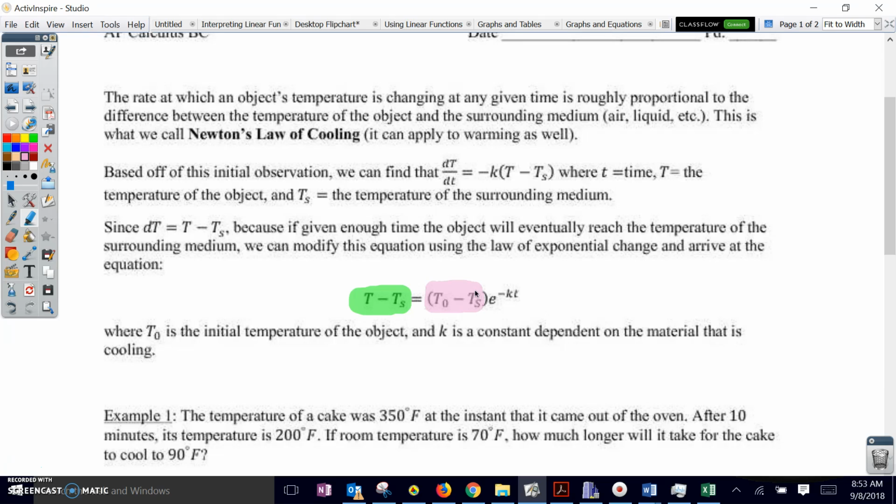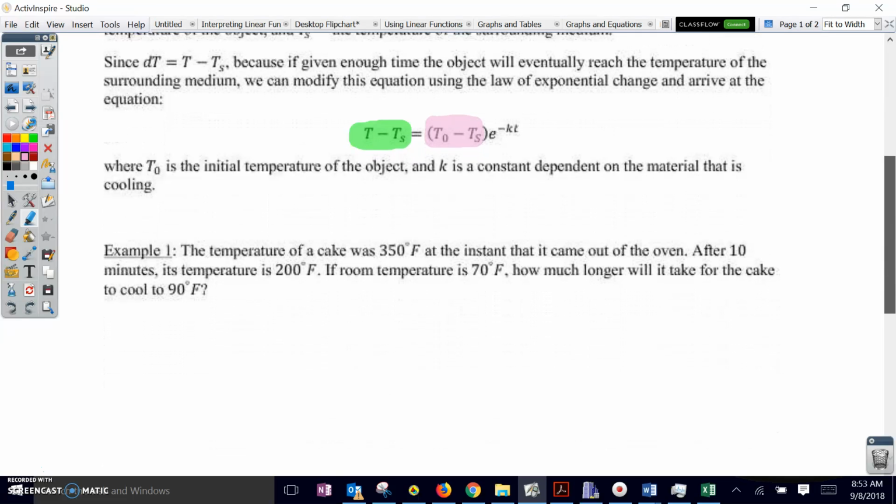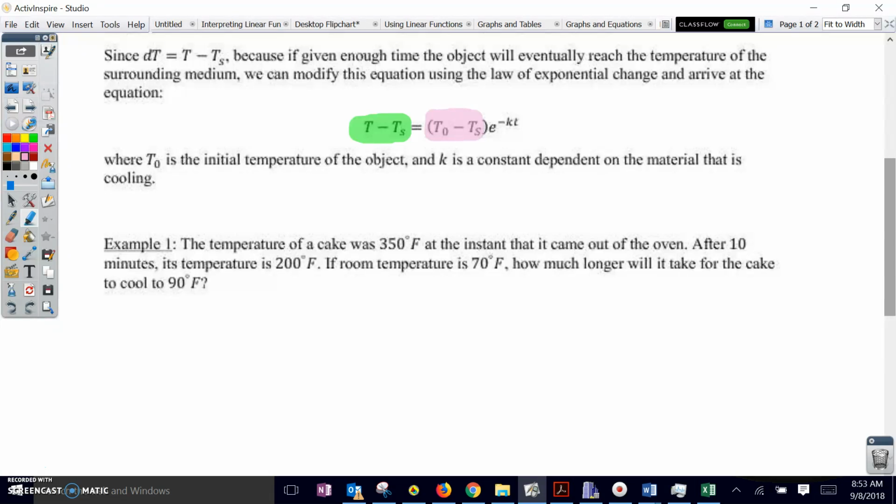Let's go ahead and look at our example here. The temperature of a cake was 350 degrees at the instant that it came out of the oven. After 10 minutes, its temperature is 200 degrees Fahrenheit. If room temperature is 70 degrees Fahrenheit, how much longer will it take for the cake to cool to 90 degrees Fahrenheit?